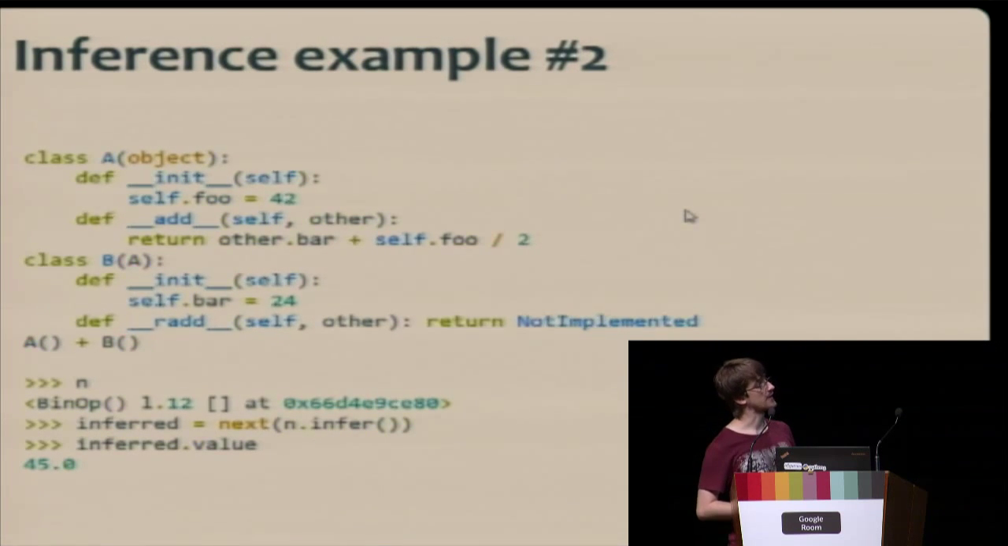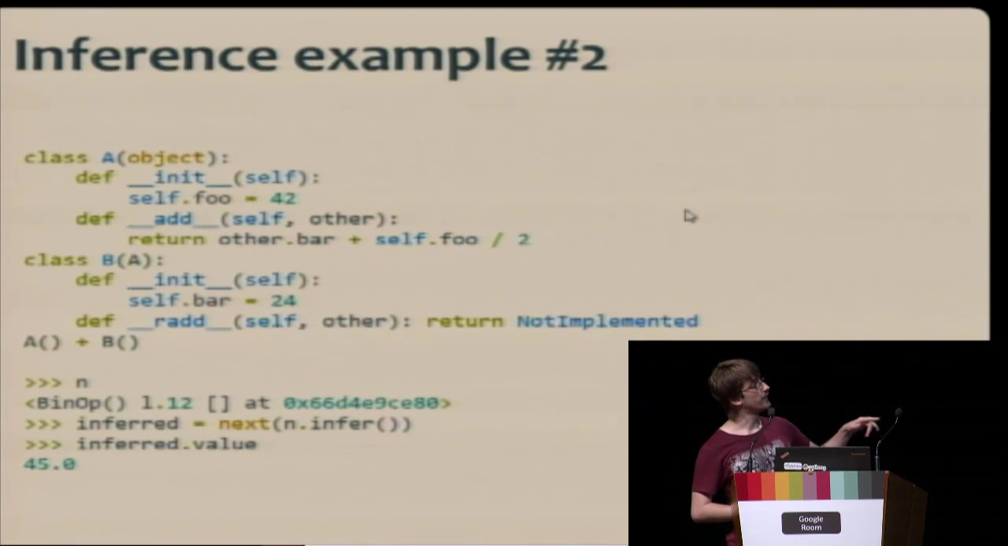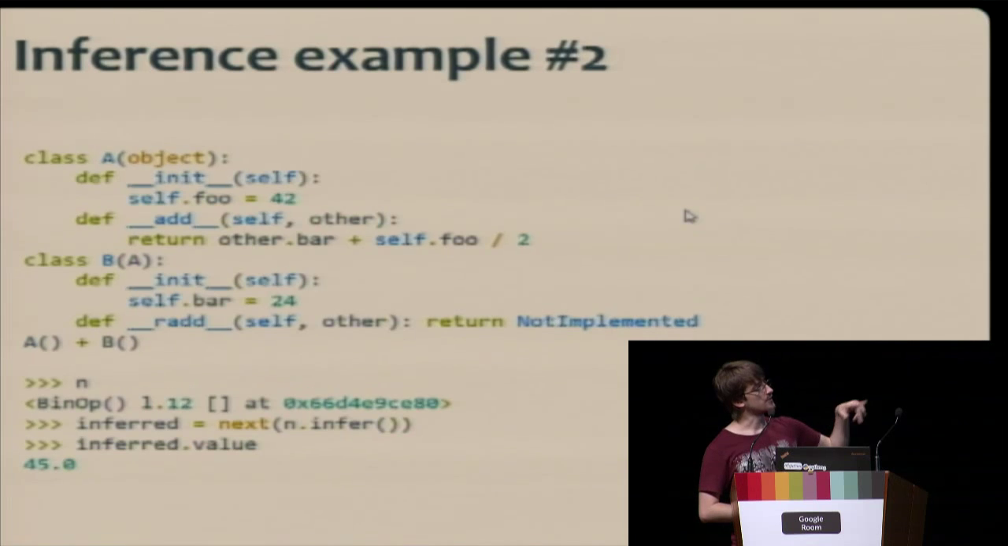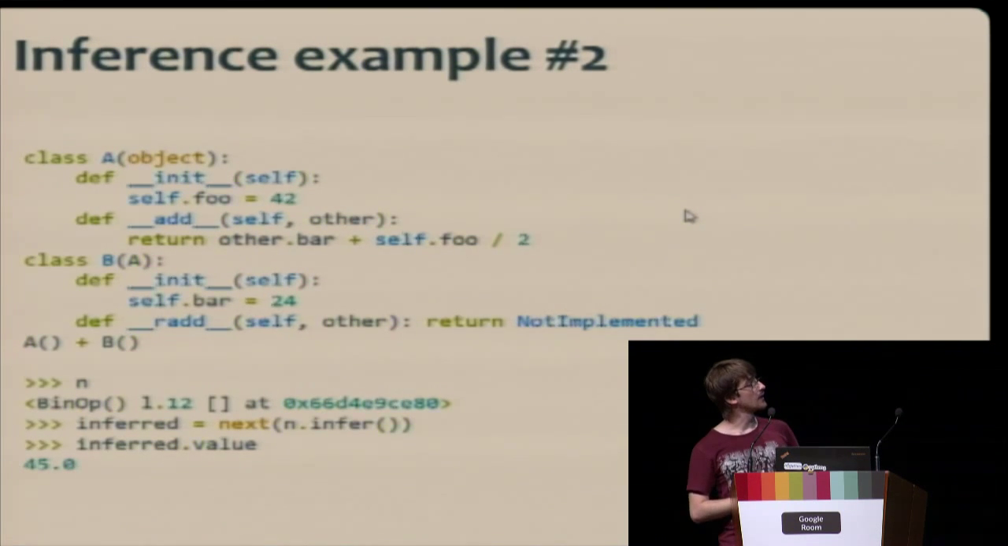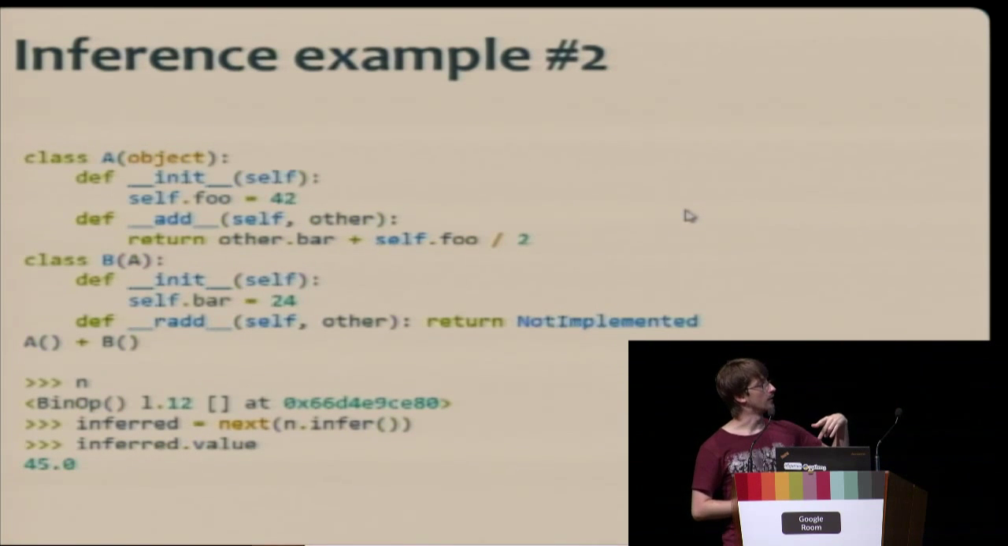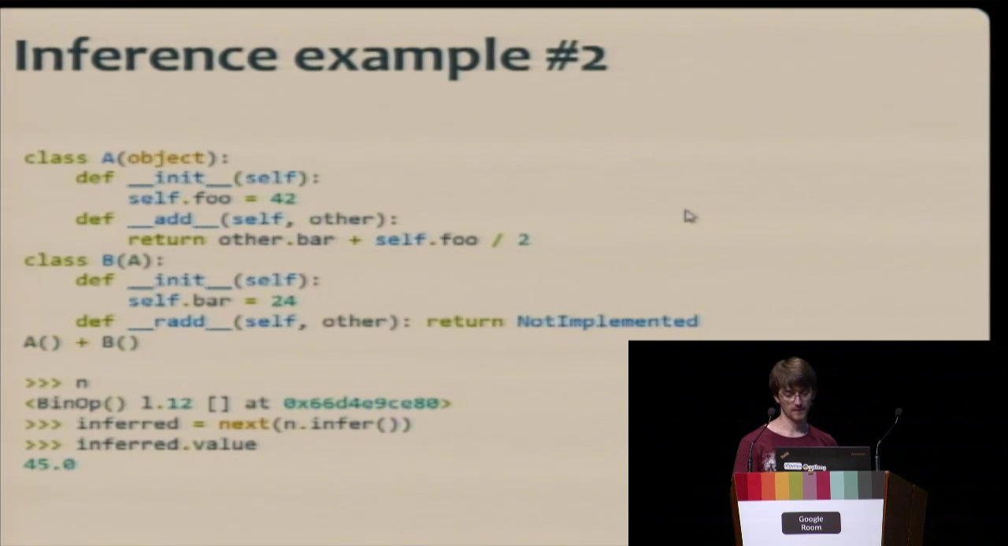And in this particular example, what will happen is that first the dunder radd method of B will be called, and in this particular example, it returns NotImplemented. So it will fall back to the other one, which is the dunder add method from A. And if you do the calculations, you can see that Asteroid is right. The result of that operation is actually 45. Yeah. Okay.